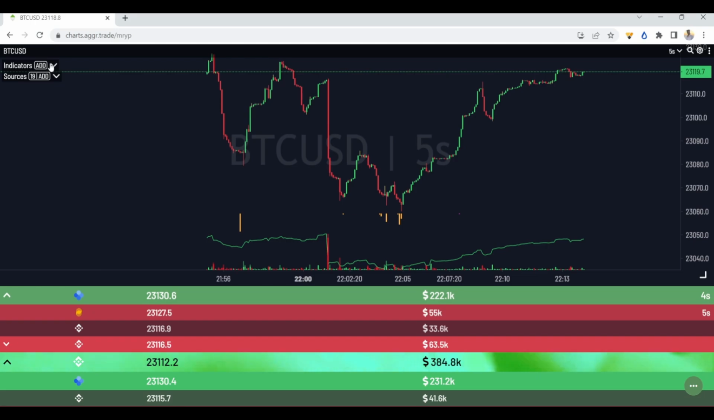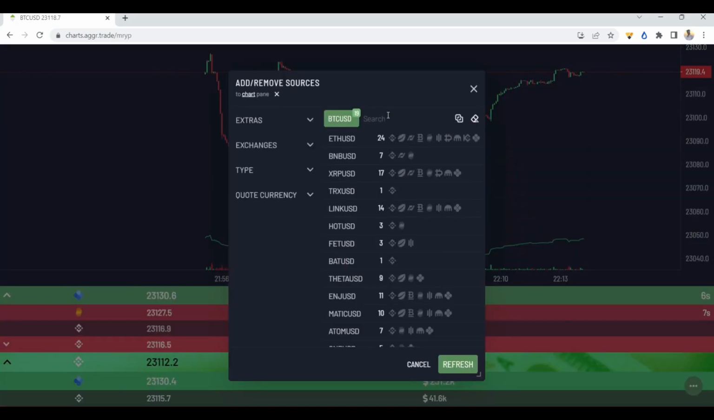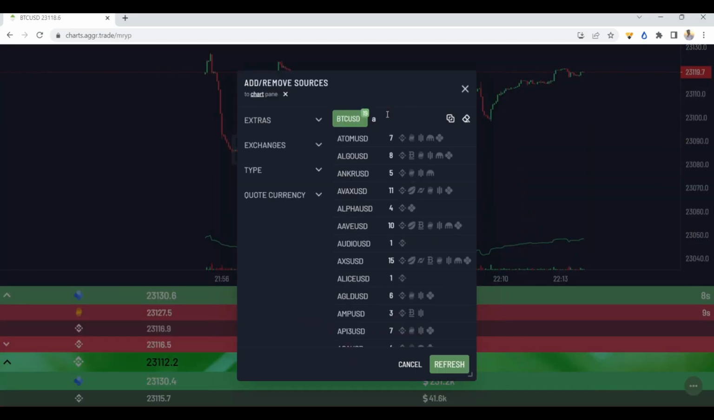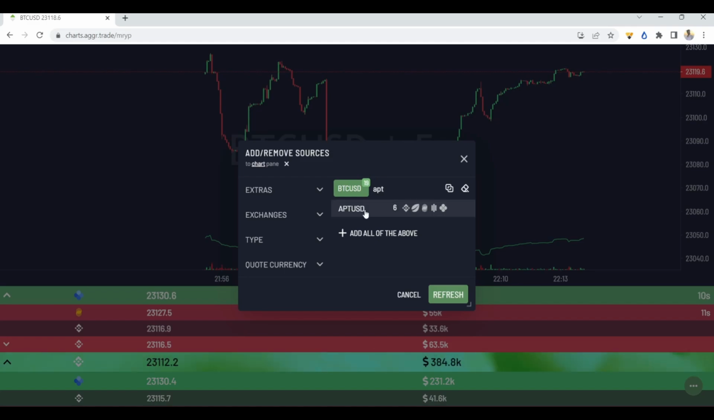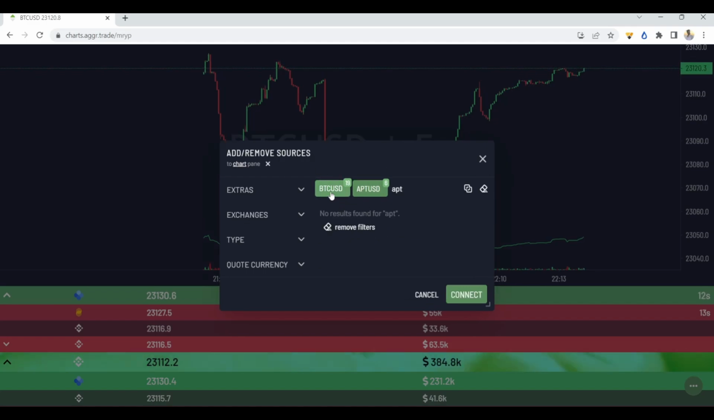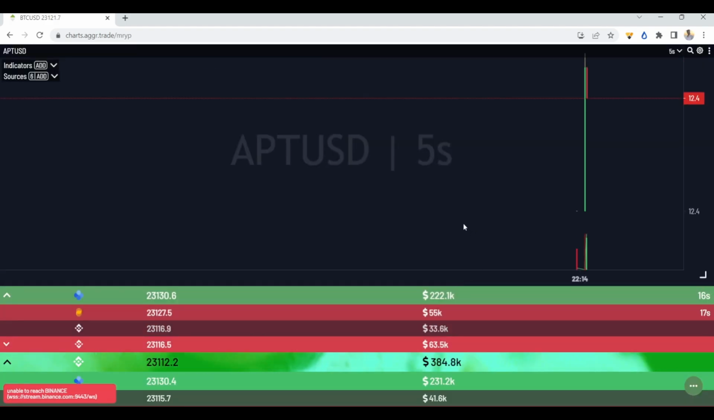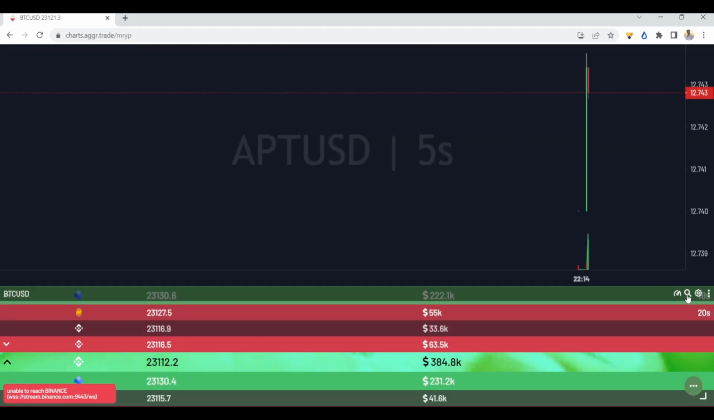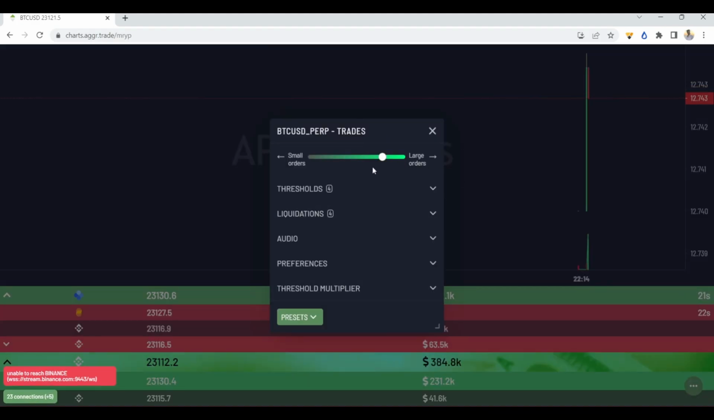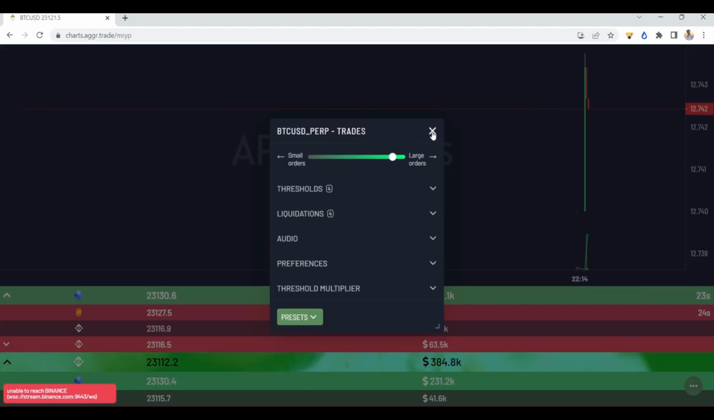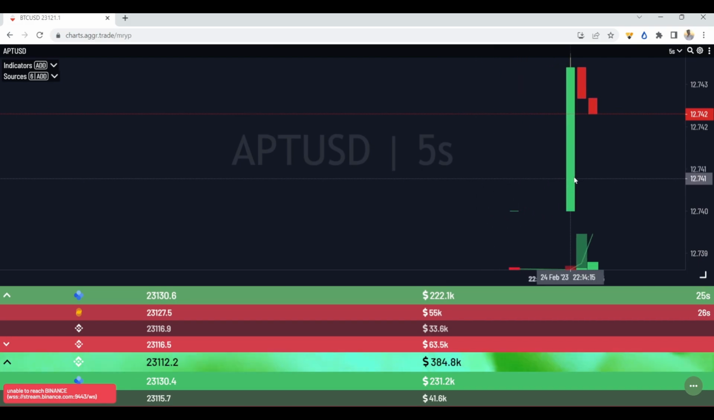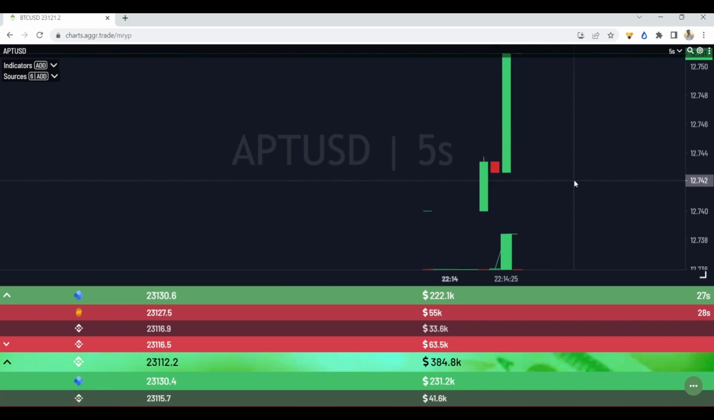And it's not just Bitcoin that we can do this on. If I wanted to, I could look at something like Aptos. I would click APT-USD, I would disable that, and I would click Connect. It's going to take some time to load all the 5-second data, but now it will just be looking at Aptos data. So you can see that right here. And this would give me a very good way to trade it.